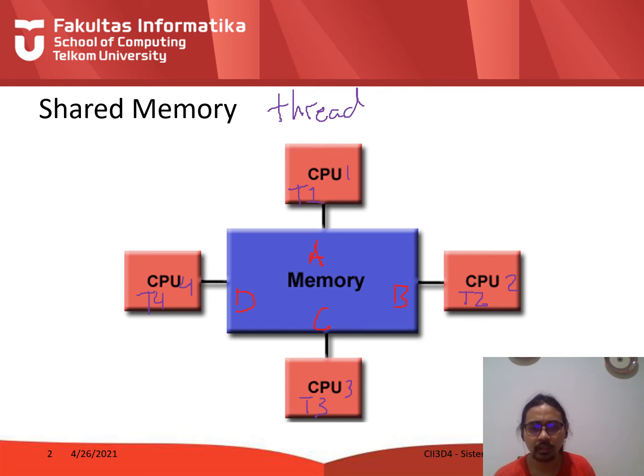In this example, there are no problems because T1 is using A, T2 is using B, T3 is using C, and T4 is using D. So nothing happens here. There are no problems. But the problem arises when something happens like this.